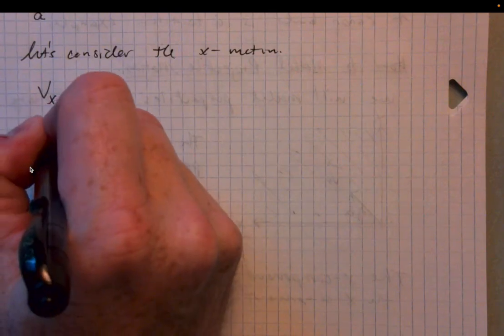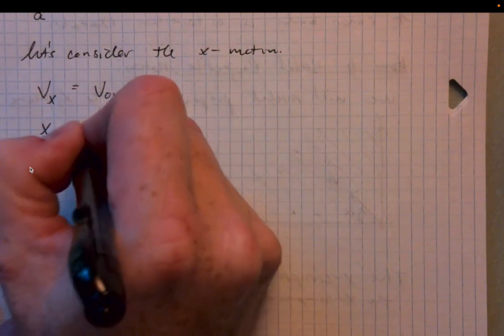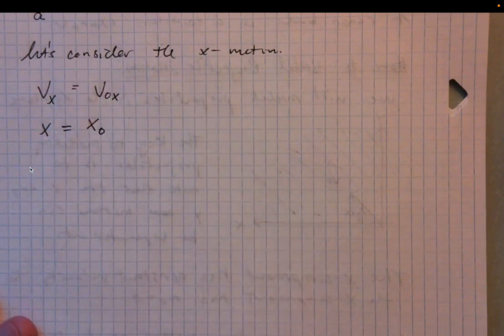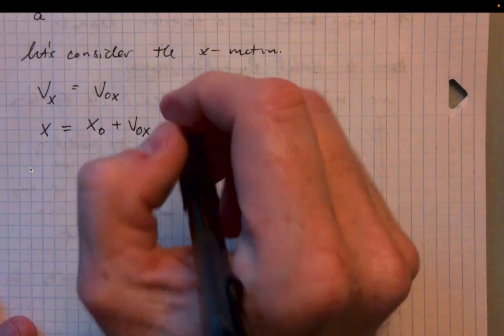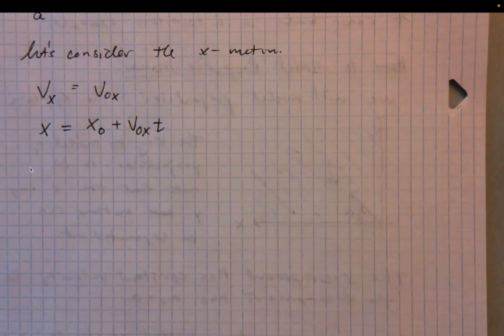What about the x position? Well, it's going to be whatever the initial position is plus that initial velocity times whatever duration the projectile spends heading in that direction, right? So the x position is basically just its starting position plus v naught x times the time. So that's the simple x direction.